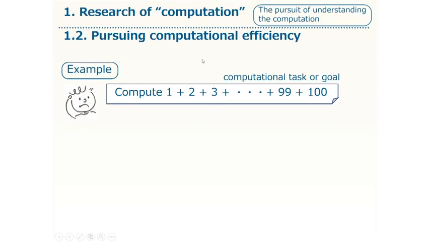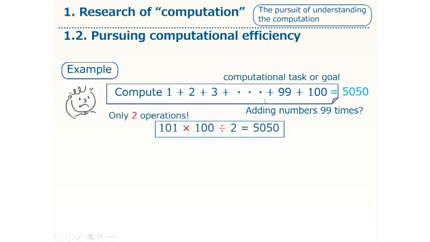Let's consider one example. Here we consider the problem of computing the sum from 1 to 100. This is our computational task or goal. We can achieve this goal by adding numbers from 1 to 100. By the way, the answer is 5050. Well, this computation needs 99 additions. But is this the only way?